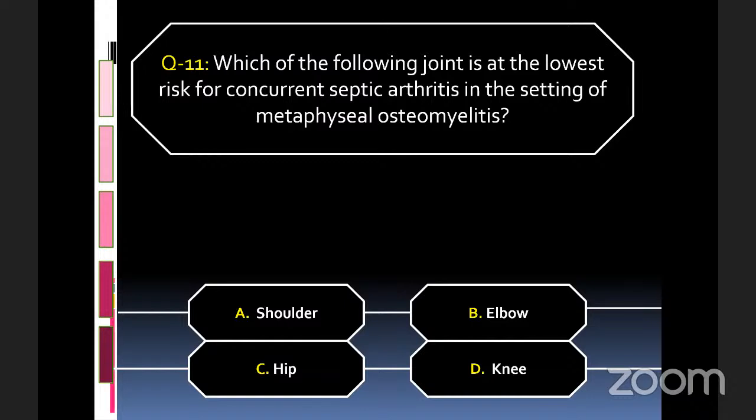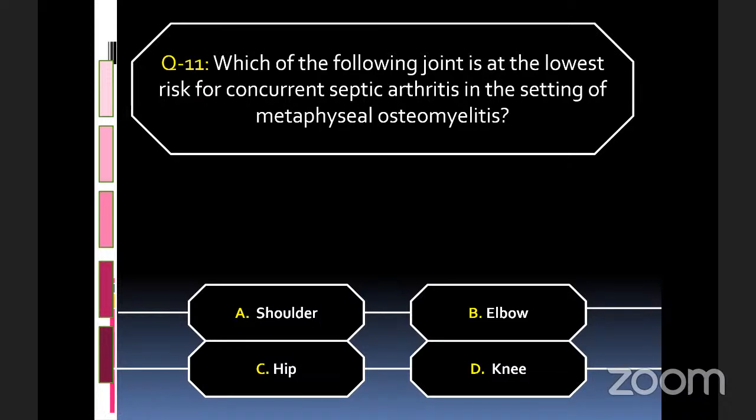Okay. So what is there in the elbow? The proximal radius? Yes, sir. Its metaphysis is intra-articular. So proximal radial osteomyelitis can lead to septic elbow. Okay. Sheenam, what is the right answer you have? Knee joint. Knee joint, okay.